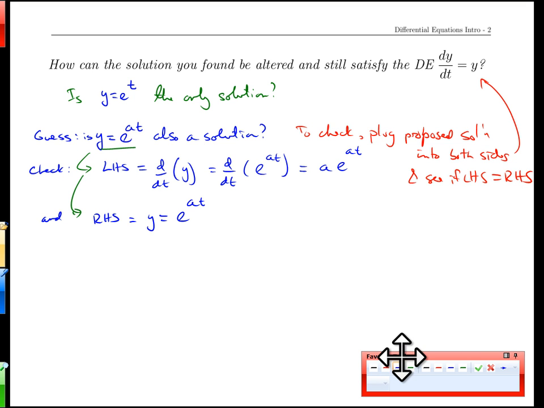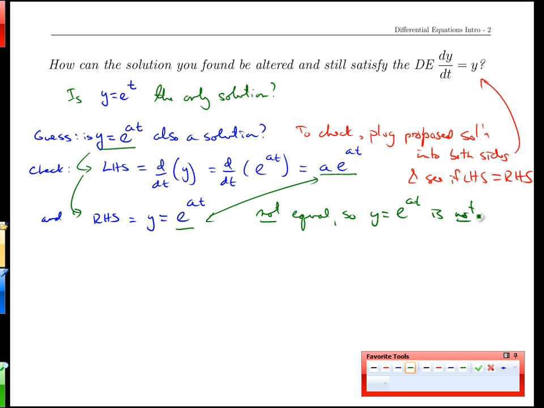All right. And wait a minute, as soon as we look at that, there's our left-hand side solution, there's our right-hand side of the equation. These are not equal to each other. So when we plug this solution into the equation, it doesn't work. Both the left and right-hand side are not equal to each other. So that tells us y equals e to the at is not a solution.